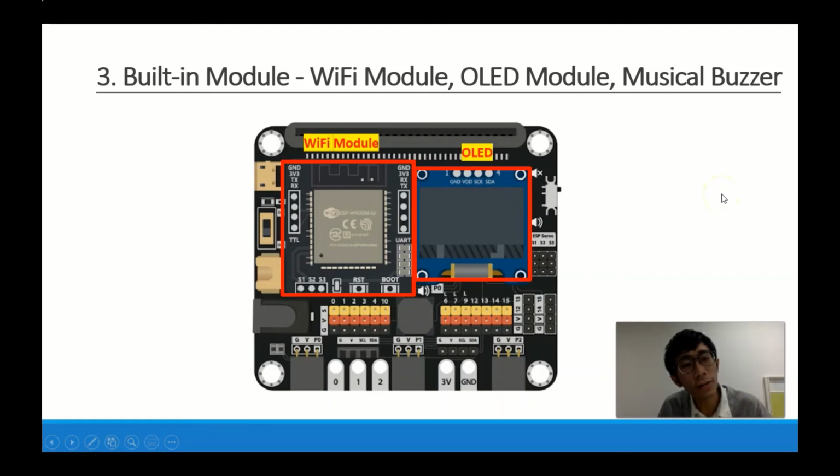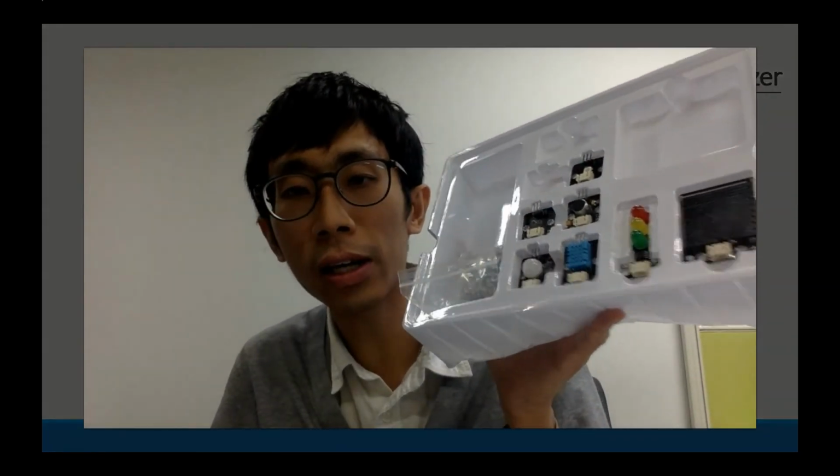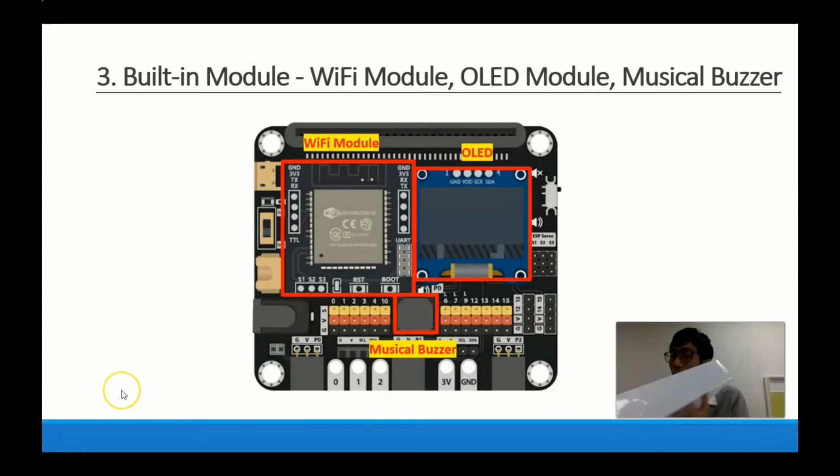Okay, so what other built-in modules are on the IoT:bit? Well, the third thing, I will try to introduce you to all the details. And the third thing is the musical buzzer. Actually, it comes with a musical buzzer on the board. On our chipset, actually there is no buzzer. However, there is a built-in musical buzzer on the IoT:bit.